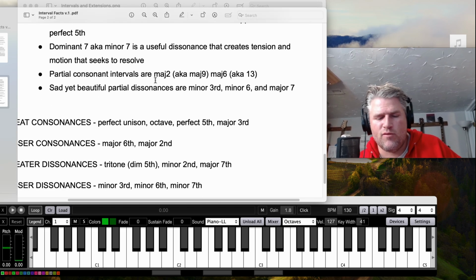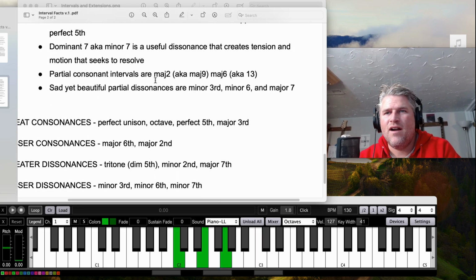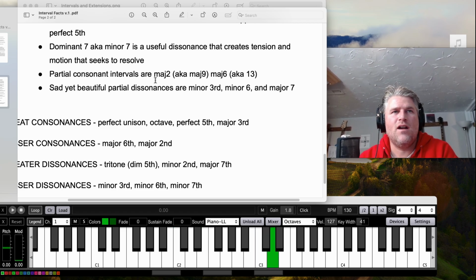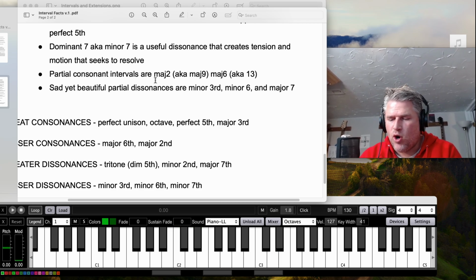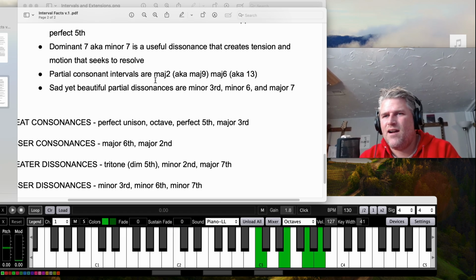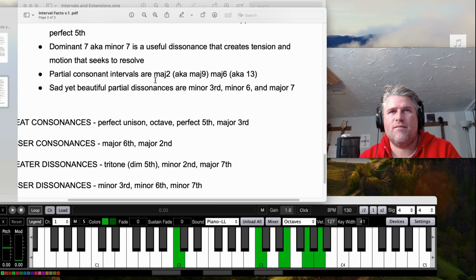Partial consonant intervals are major second. It's still close, right? But it's not horrible. It's not like this. But it is very close to that, so there is a bit of tension. And partial consonants, a 9, it sounds a little bit more acceptable than down here. Major 6 is a partial consonant, because it's not that, but this is pretty close.